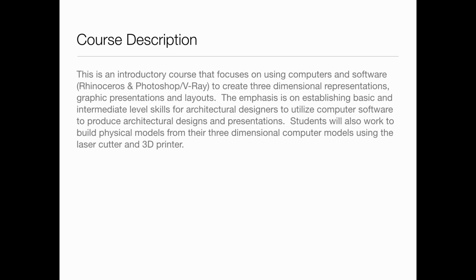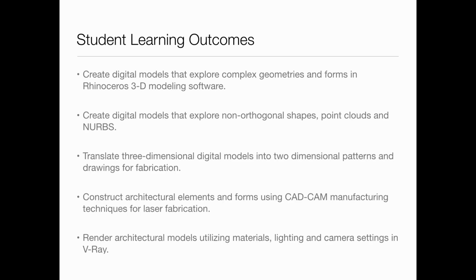Course description, you guys can read that stuff later. Essentially, what it boils down to is we're going to 3D model in Rhino, and we're going to do renderings in V-Ray. And those are the two big key components to that. So these are the student learning outcomes. We're going to create digital models that explore complex geometries and forms in Rhino. We're going to create digital models that explore non-orthogonal shapes and NURBS. This is like speaking a foreign language, I'm sure. Don't worry about it. Basically, it means we're going to do non-square objects.